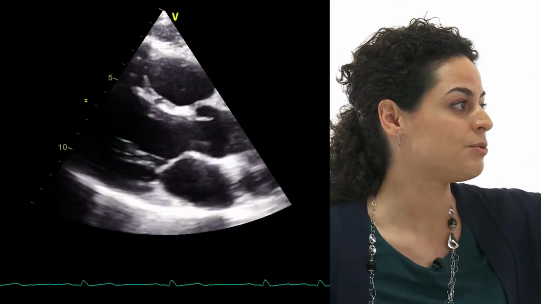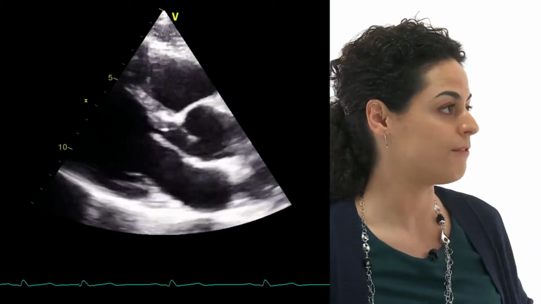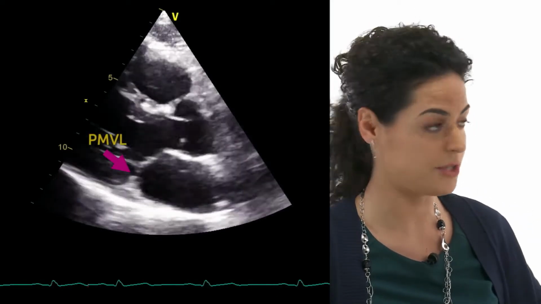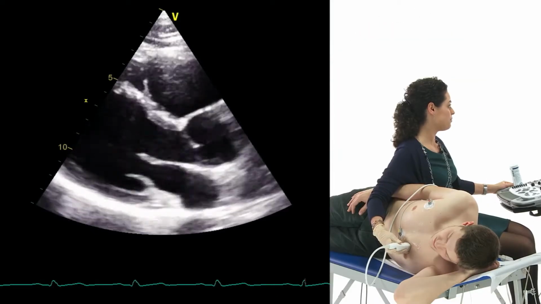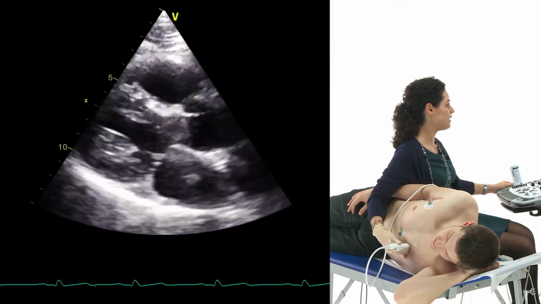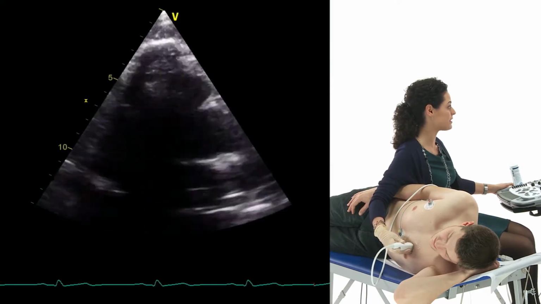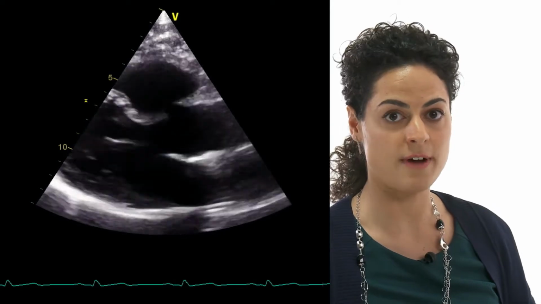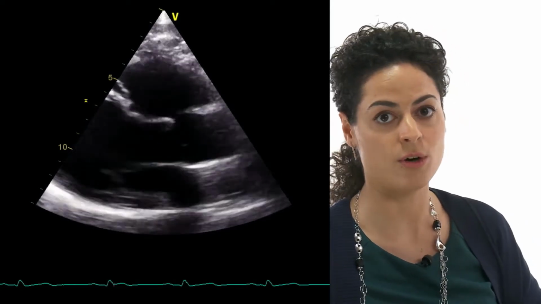So the leaflet, which is really close to the aortic valve, will be named the anterior leaflet. The other one will be the posterior. You see really good these two valves. Remember, when you have a parasternal long axis view, consider the aortic valve and the ascending aorta all together.